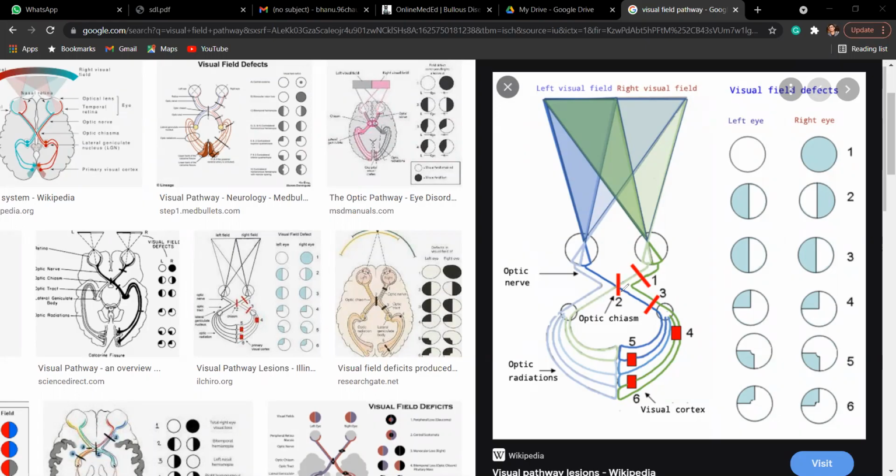Okay, so now you have two pathways, two-sided pathways. One is the right side and one is the left side. Both of them will go to the lateral geniculate body. These are the lateral geniculate body.